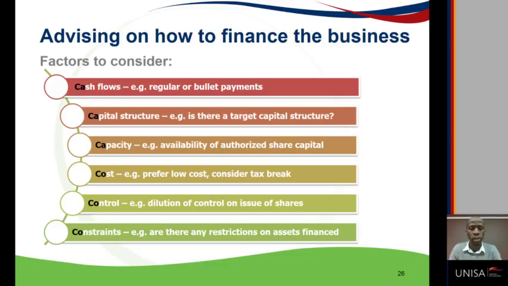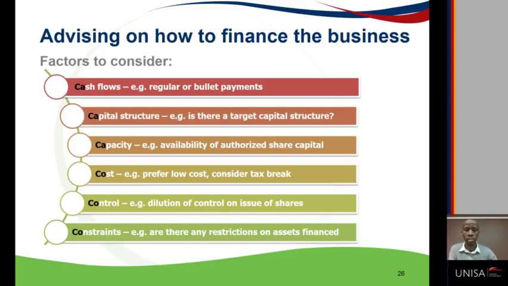Now, most of the time you would be required to advise on which financing option to go for. The major question becomes, what are the factors that you need to consider in that instance? If I have to decide how to fund my business, whether to use a loan, a debenture, or a preference share, what I want to look at is the cash flows. Do I have to pay this every month or every year, or just a bullet payment right at the end?